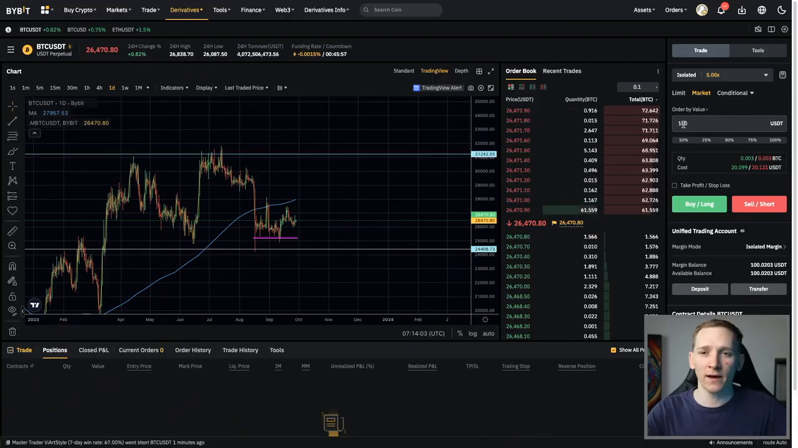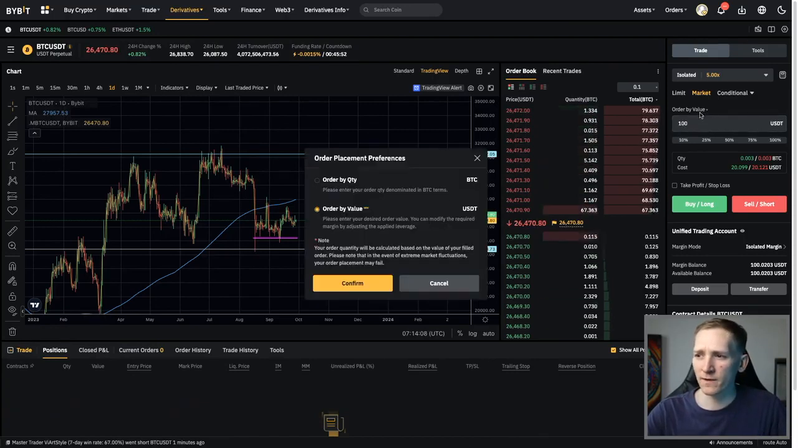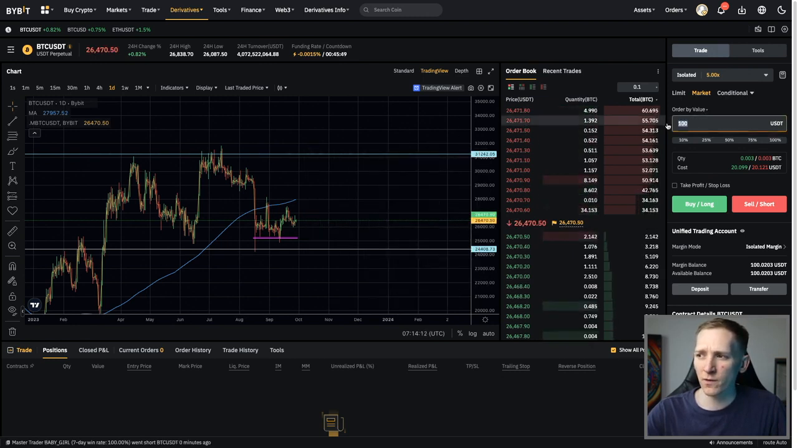Now we can enter our trade, and it doesn't matter how big the trade is, right? It just matters the percentages that you're working with. So the order by quantity, if you have a quantity, you can put that in here. I'll just show you with an order by value. So $100 value, cost is $20 for me.